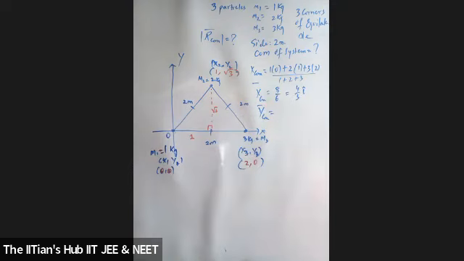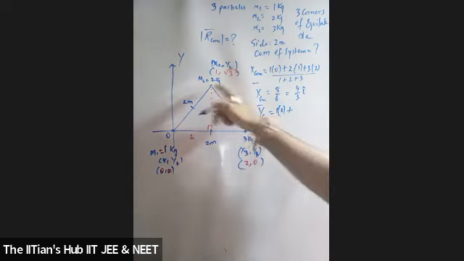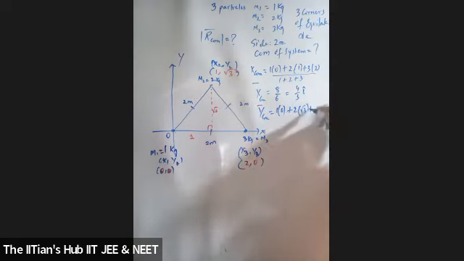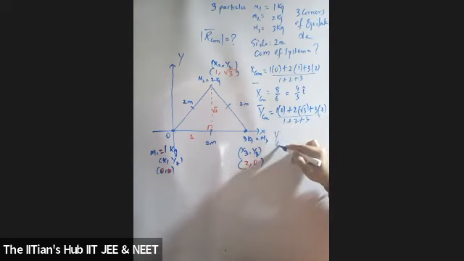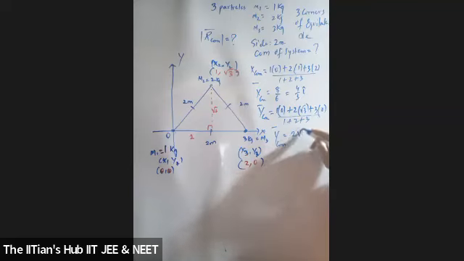Your Y_CM, I'm getting it as what? M1 y1 plus M2 y2 (y2 is how much? Root 3) plus M3 y3 (and y3 is 0) upon M1 plus M2 plus M3. So what is your Y_CM? This is 0, so this is 2 root 3 divided by 3, 4, 5, and 6. So can I say this is root 3 by 3 j cap?